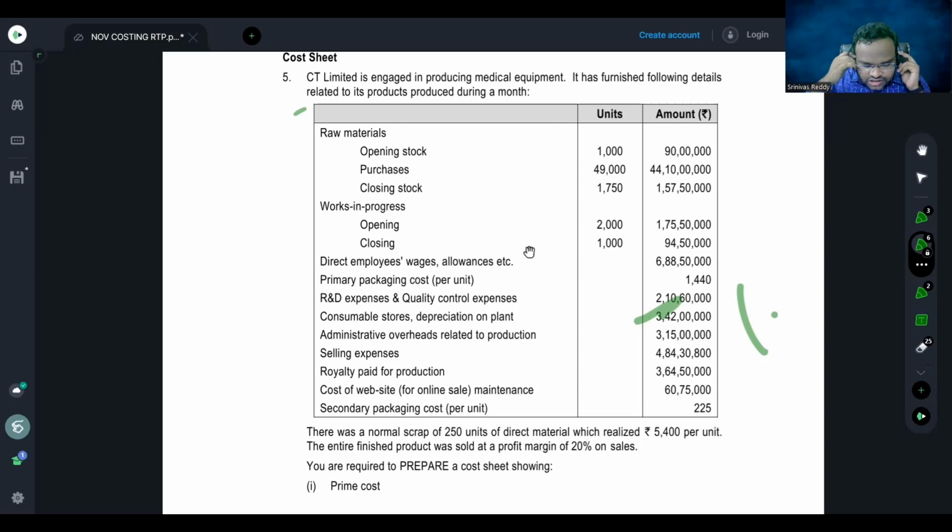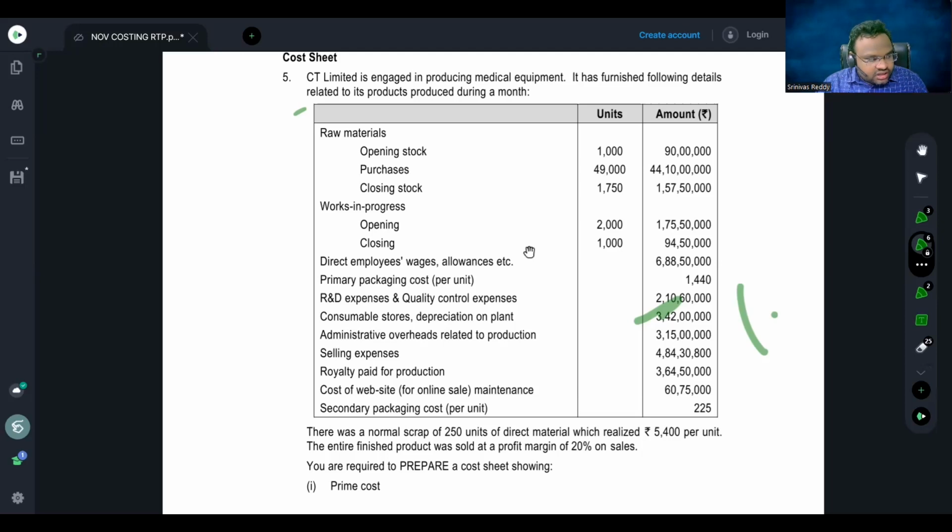Direct employees' wages, allowances, etc. You know, in terms of cost sheet, first it's about direct raw material consumed: opening stock plus purchase minus closing stock. Direct employees cost 6 crores 88 lakh 50,000. Primary packaging cost forms part of what? It forms part of cost of production.